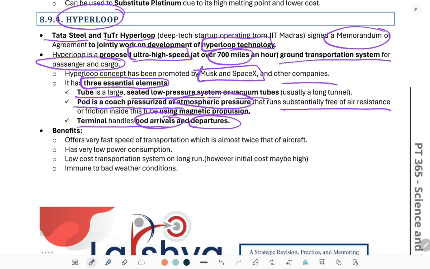The benefits of Hyperloop are that it offers very fast speed of transportation, which is almost twice that of aircraft, has very low power consumption and is a low cost transportation system in the long run, and is immune to bad weather conditions. It has so many applications.